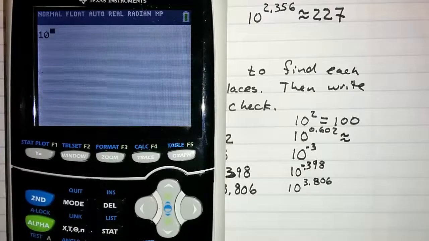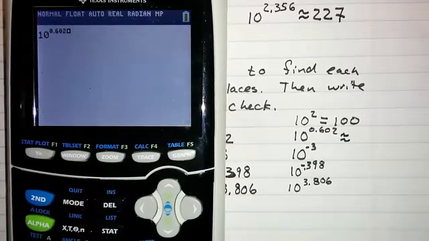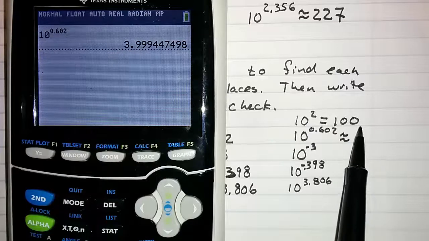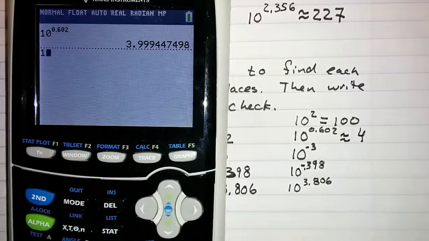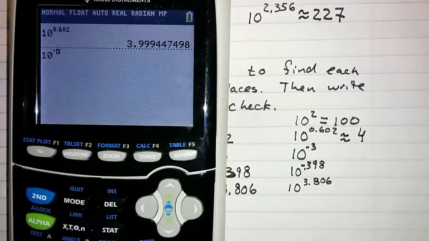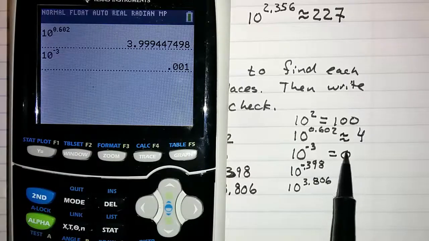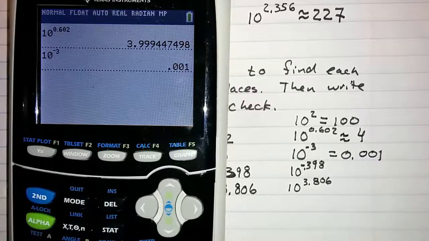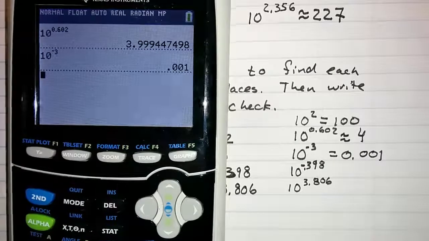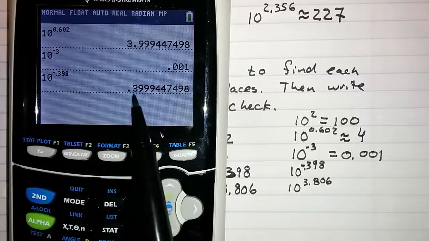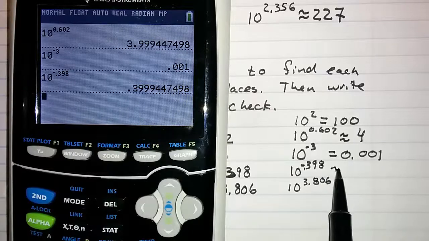Let's put these into the calculator. 10 to the 0.602. That's pretty close to 4. 10 to the negative 3. Oh, that's exactly 0.001. 10 to the negative 0.398. Again, that's really close to 0.4.